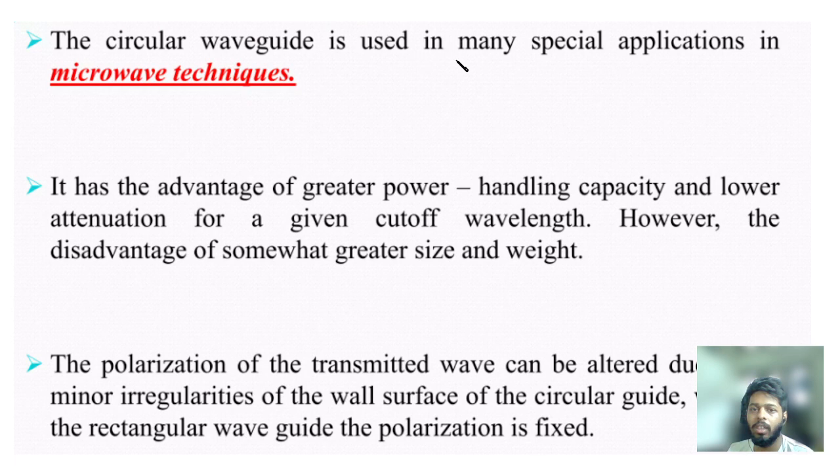The circular waveguide is used in many special applications in microwave techniques. It has the advantage of great power handling capacity and lower attenuation for a given cutoff wavelength. However, the disadvantage is somewhat greater size and weight. The polarization of the transmitted wave can be altered due to minor irregularities of the wall surface of the circular guide, whereas in the rectangular waveguide, the polarization is fixed.